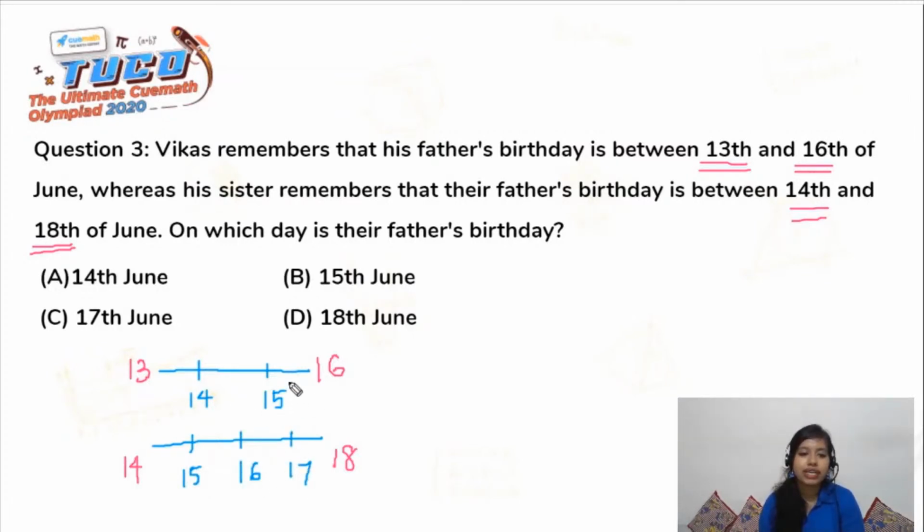So definitely both of them are giving some hints, and the birthday is only possible on one particular day. It cannot have two different answers, right? So it's very obvious that 14th will be excluded, because 14th cannot be an option as it is towards the extreme end, which the sister says is not in the range. Okay. The only possibility is 15 because 15 lies in the range of both of their clues. Hence, 15th of June would be the answer to this question.